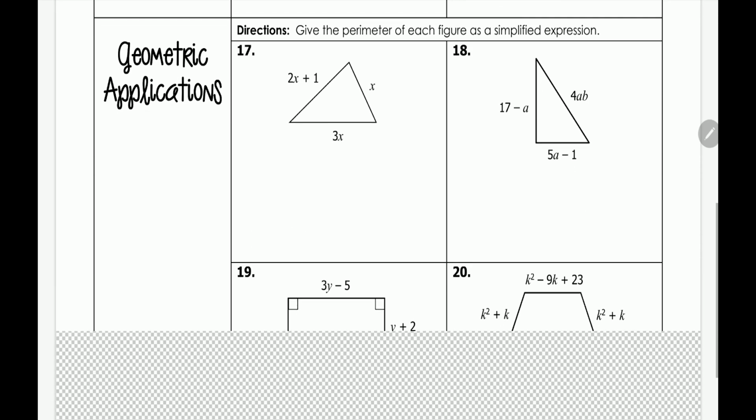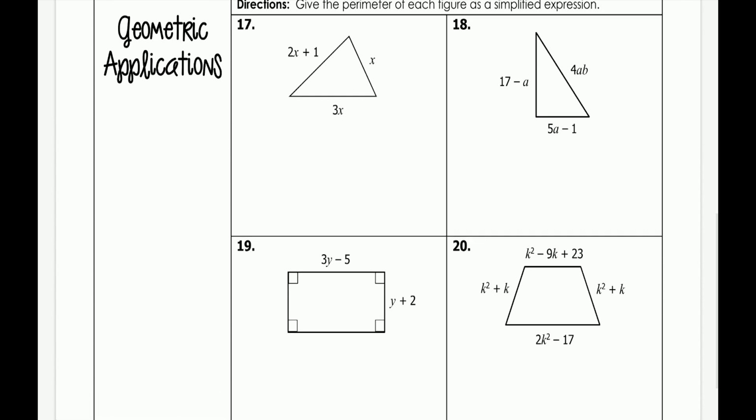So you might ask me, well, Mr. Adams, what's the point of actually combining like terms? I don't get it. Well, the point is we're able to find perimeters whenever you move on to geometry next year. So a perimeter, if you remember, is the total distance around an object.